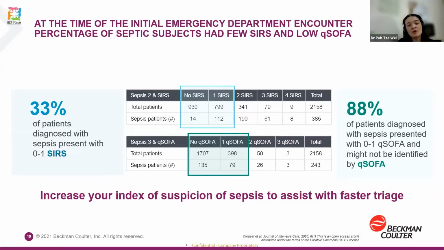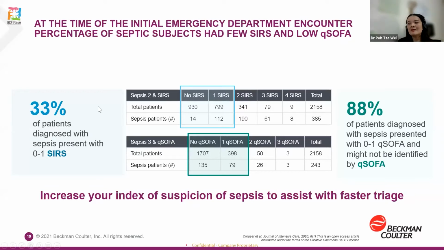And for hospitals who are using the sequential organ failure assessment or SOFA score, they do have a similar challenge too. And in this particular study, we saw that 88% of patients diagnosed with sepsis actually originally presented with 0 to 1 qSOFA. And in that sense, they may not be identified as septic by using the qSOFA scoring system. So these are, in a way, those small fish that I guess that particular doctor was telling me he was concerned may be slipping through his fishing net in the emergency department.